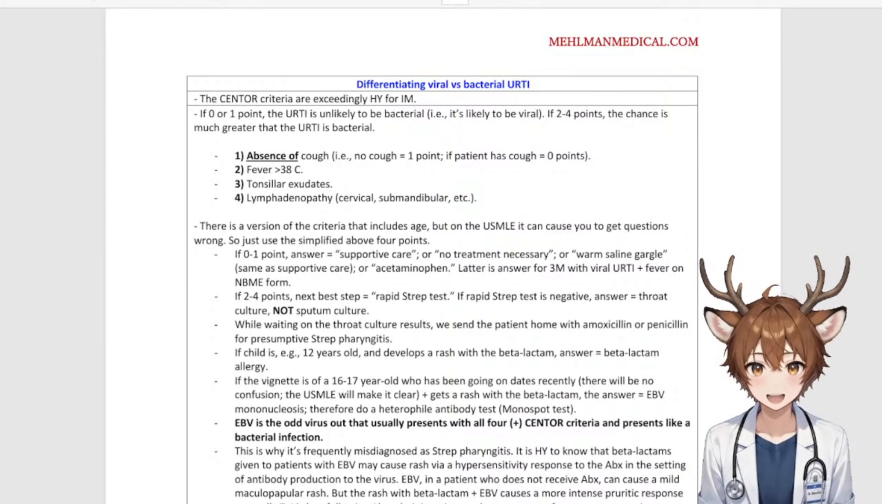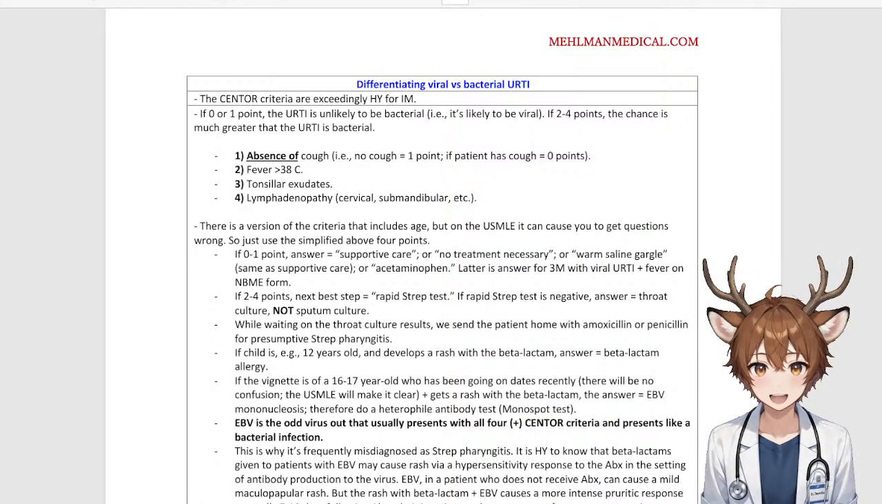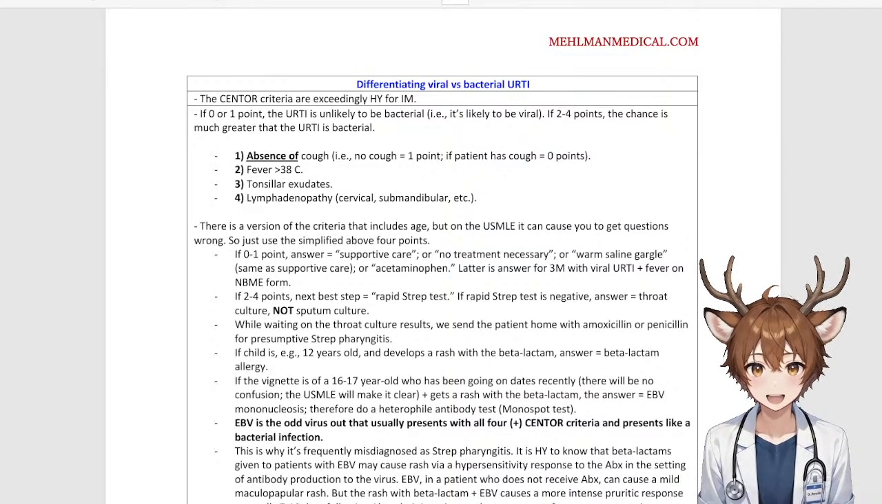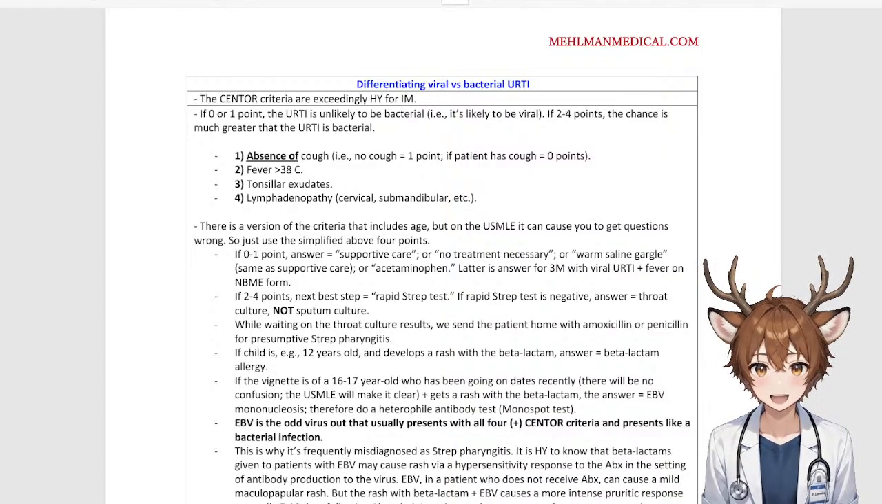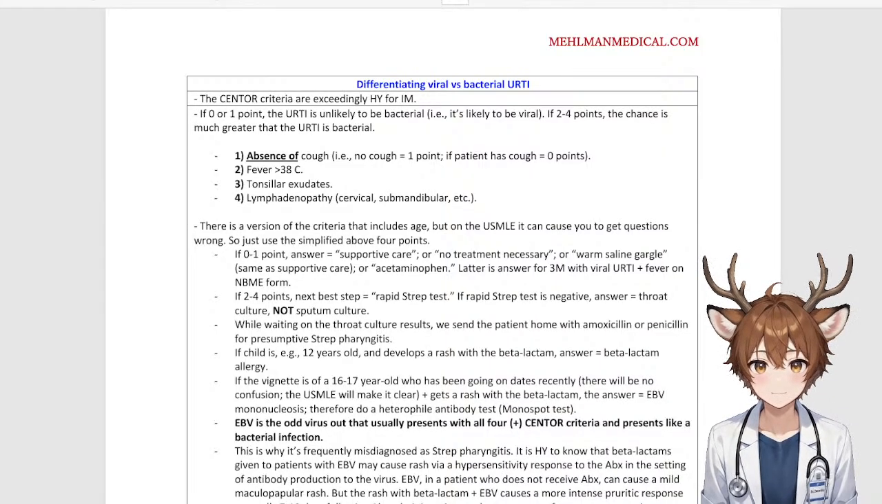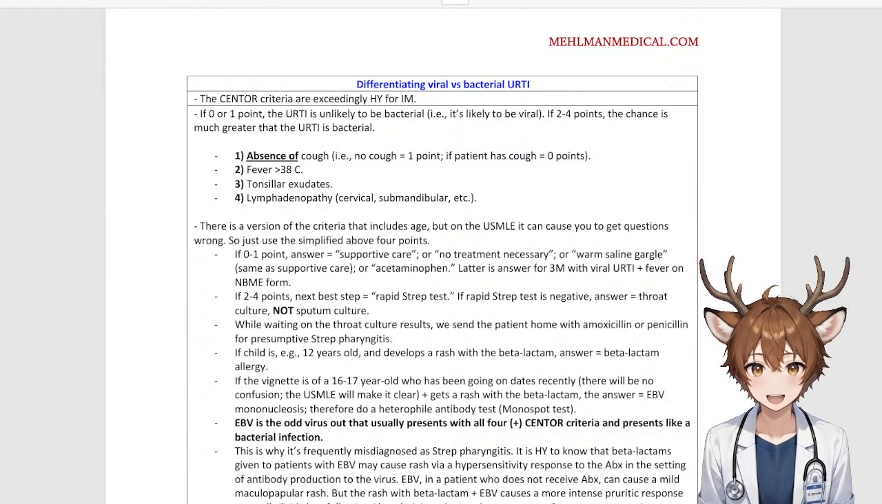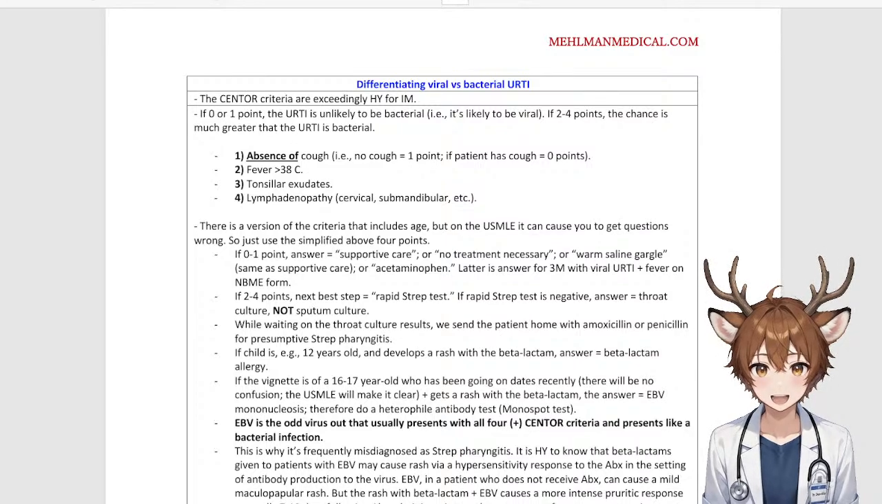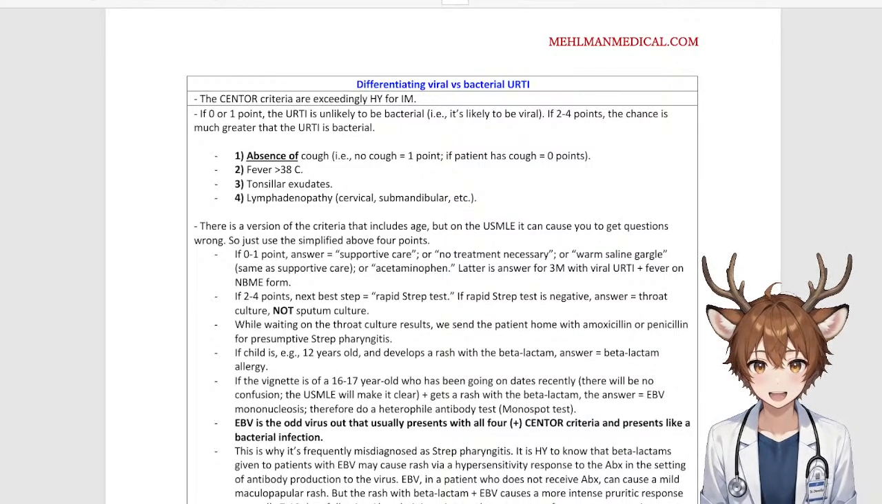If 2 to 4 points, the next best step would be rapid strep test. If the rapid strep test is negative, answer throat culture, not sputum culture. Throat culture. While waiting on the throat culture results, we send the patient home with amoxicillin or penicillin for presumptive strep pharyngitis.